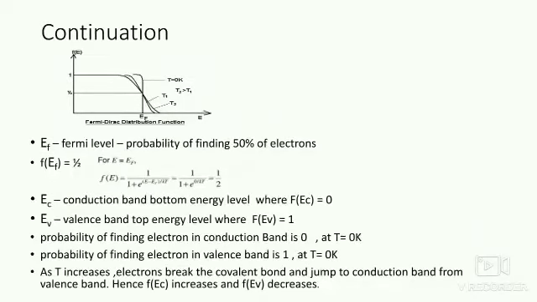Now let us move to the continuation of Fermi Dirac distribution function. So here we note a level called Fermi level, which is denoted by the letter EF, and that is defined as the energy level where the probability of finding electron is 50%. That means if we are substituting the value of E equal to EF, f of EF is equal to 1 by 2. That is already seen in the expression where we are substituting E as EF, and we will be getting the f of EF value as 1 by 2.